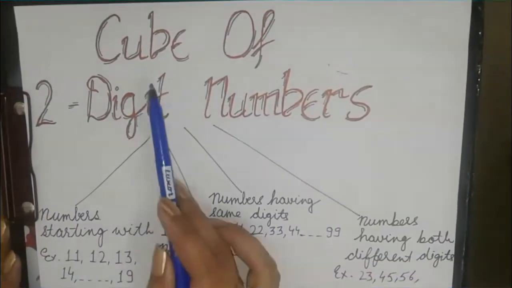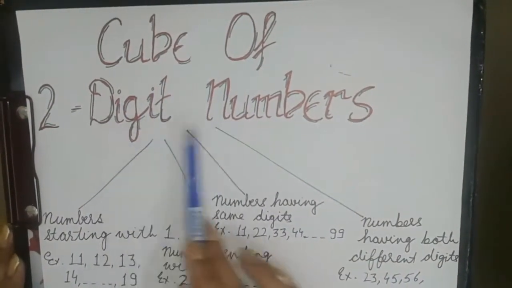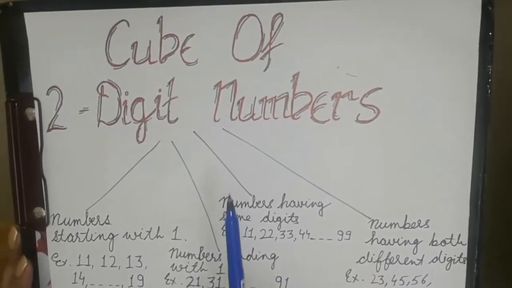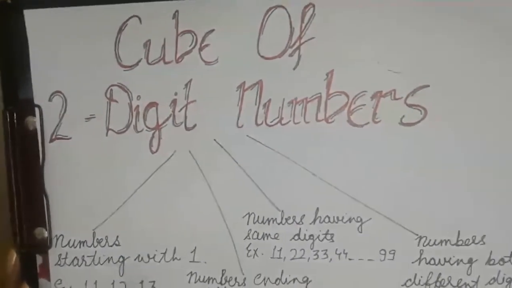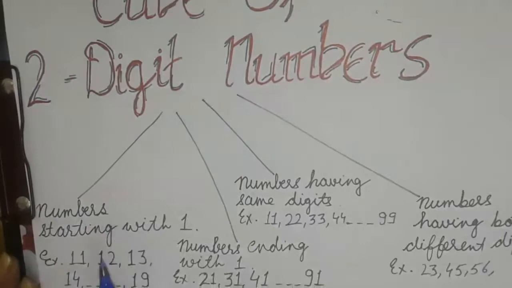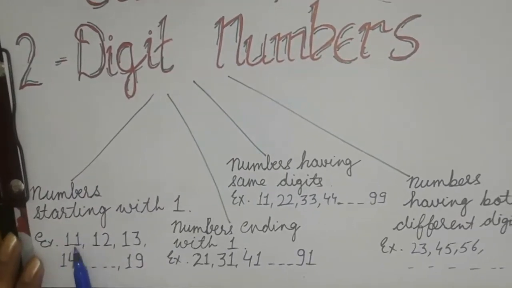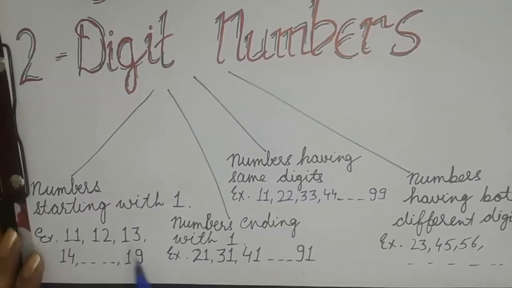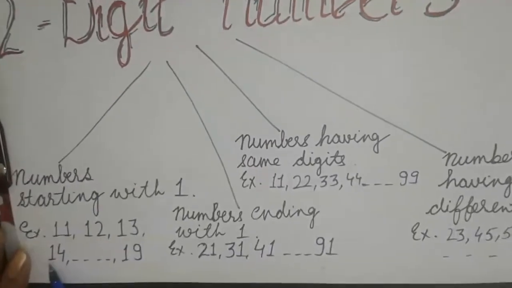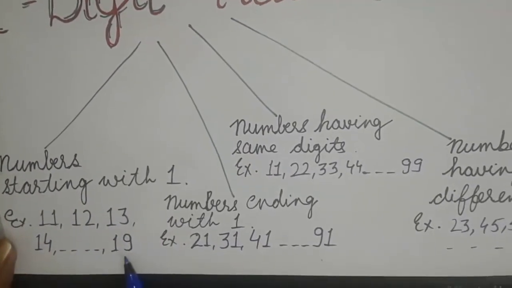Hello friends, today we are going to do cube of 2-digit numbers. We have 4 categories in 2-digit numbers. Our first category is numbers which start with 1, that is 11, 12, 13, 14 and so on up to 19.